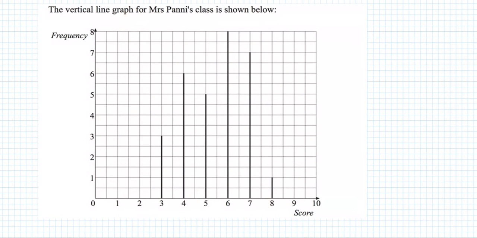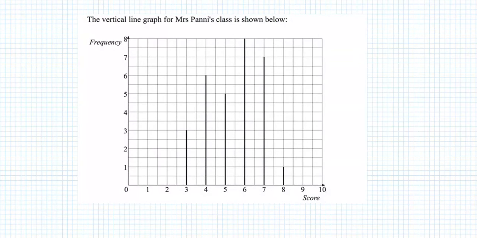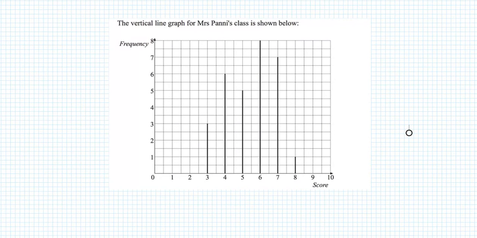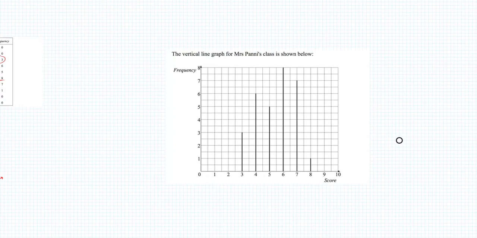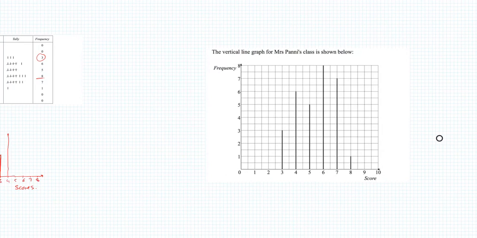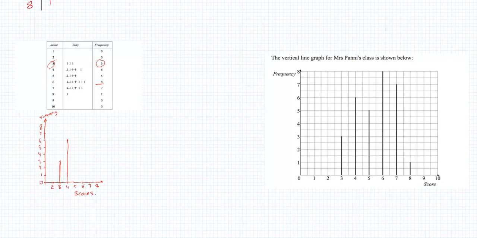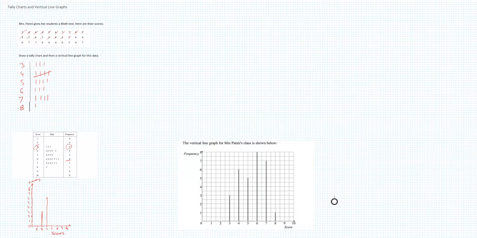And the same going across. They should be evenly spaced out, and they are. They're always a gap of 2. Make sure you've labeled your axes with the frequency on the left and whatever it is we're measuring on the lower edge of the vertical line graph. And that is finished. Hope that helps you to understand how to draw a tally chart and then to use that tally chart to draw a vertical line graph.